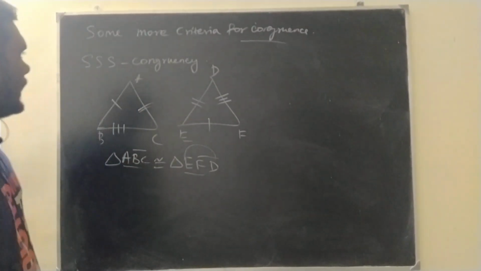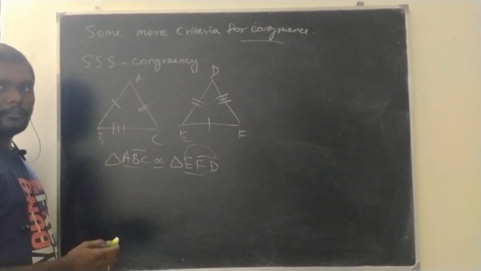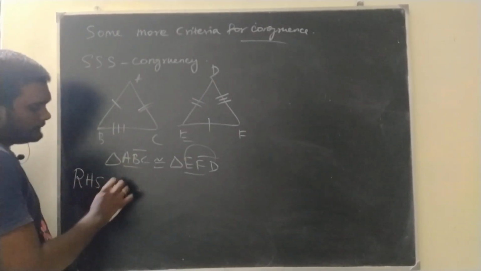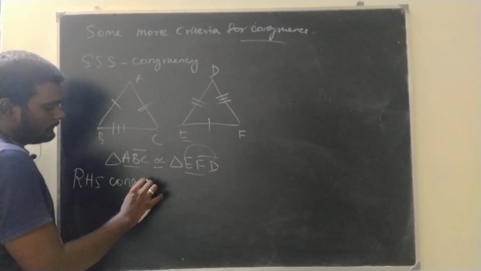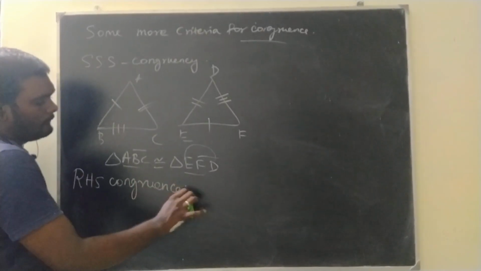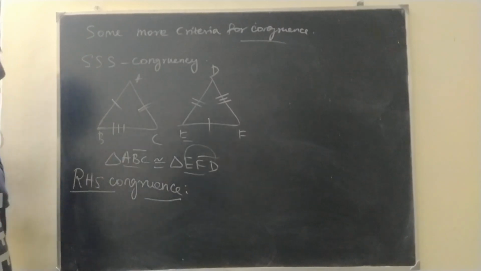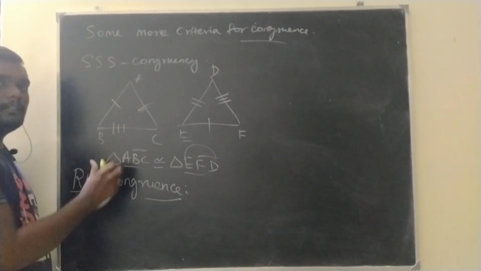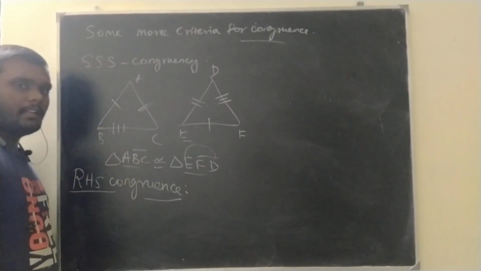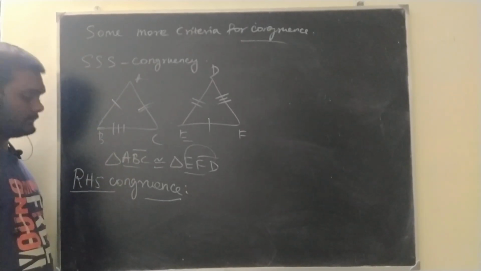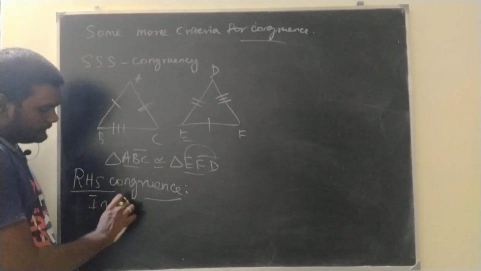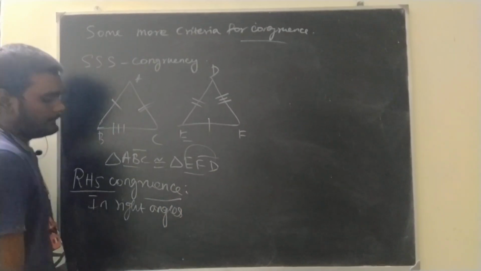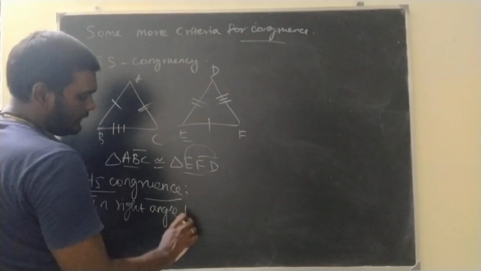Okay, like the same, we have another congruence rule, RHS congruence. Here two new alphabets are there, R and H. So that itself states that this congruence can be applied only in right angle triangles. Which triangle? Right angle triangles.